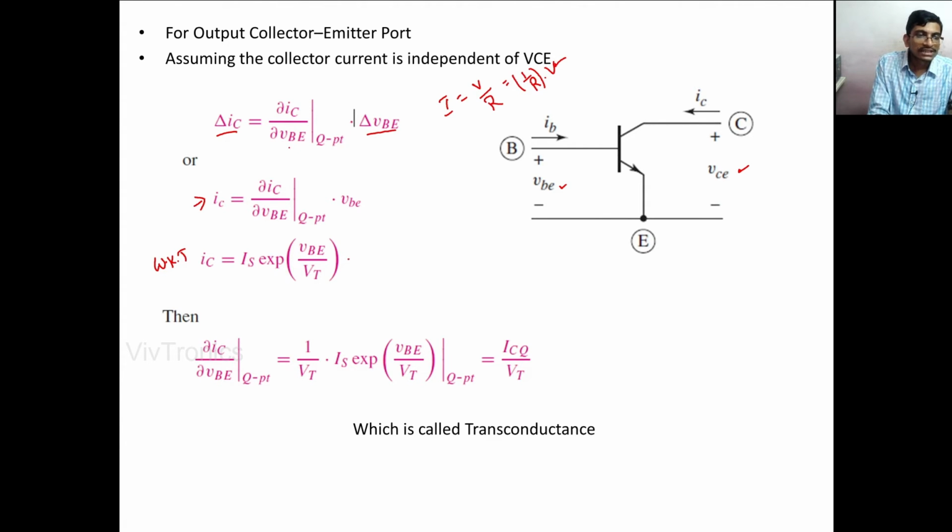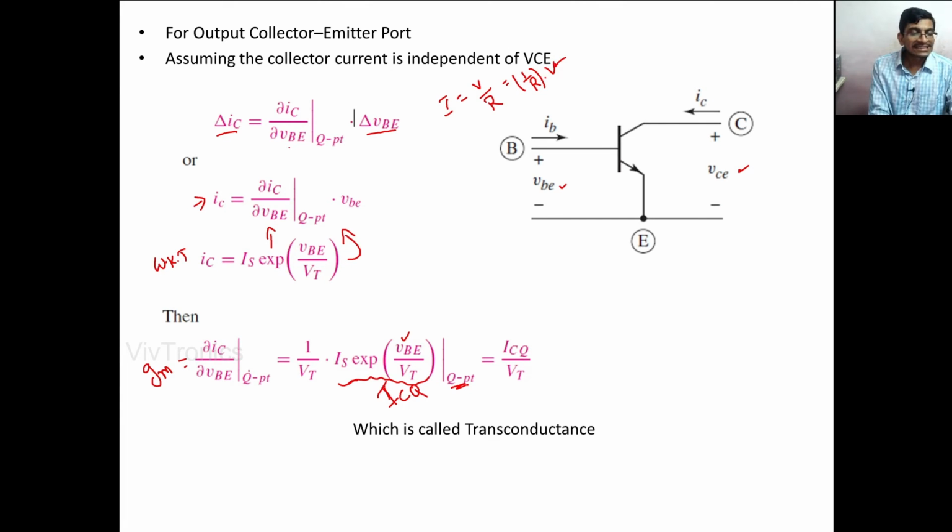Now we are going to substitute this IC value in the above equation. Therefore dou IC by dou VBE, in the place of IC we substitute this equation. After doing differentiation with respect to VBE, we get 1 by VT into Is into exponential of VBE by VT at Q point. Here dou VBE by dou VBE will get cancelled. When we apply the Q point parameters, this VBE becomes a DC component. So this entire term Is into exponential of VBE by VT will be equal to the pure DC current, that is the DC quiescent collector current ICQ.